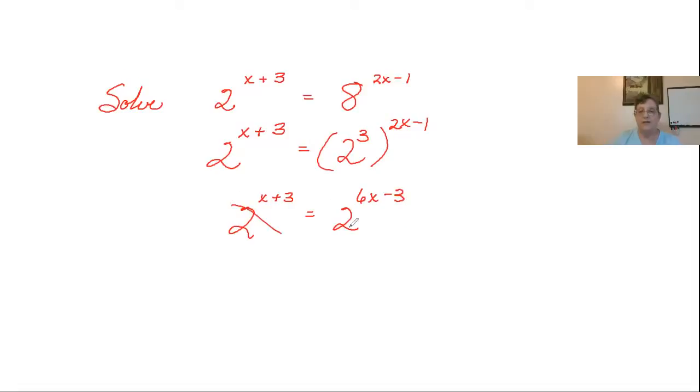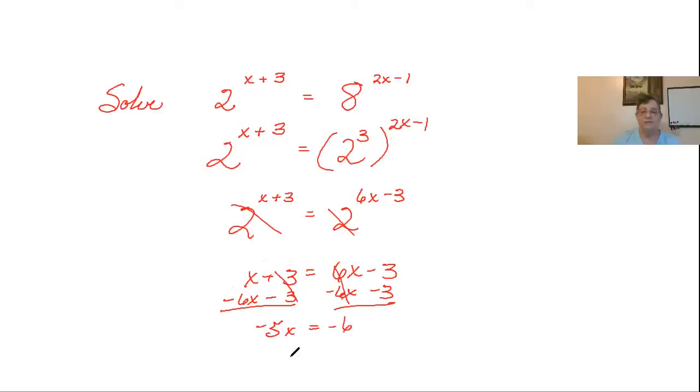Since the bases are the same, I can drop them. So x plus 3 has to equal 6x minus 3. Solve for x, it's just a linear equation. So I can subtract the 6x from both sides. I can subtract the 3 from both sides. This is going to give me minus 5x equals negative 6. When I divide by a negative 5, I'm going to get x equals 6 over 5.